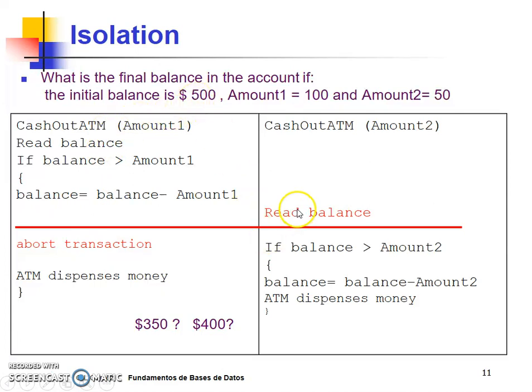But this transaction 2 already read the value, and it read 400. So you read data that is not valid anymore. We call that garbage. So this transaction will have wrong and inconsistent data because it read something that is not valid anymore. So in order to achieve isolation, this transaction has to wait until the other transaction commits or aborts.